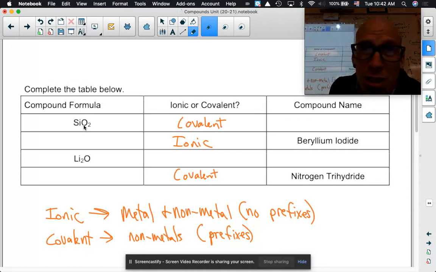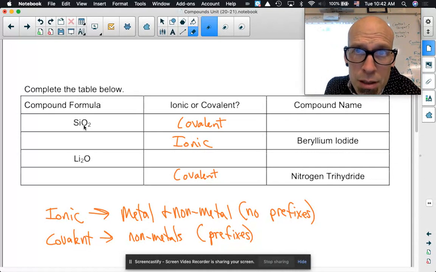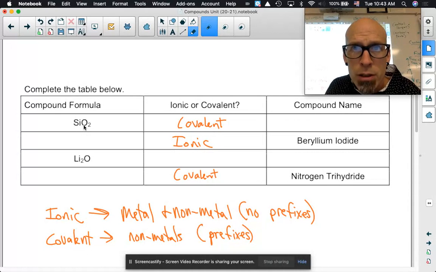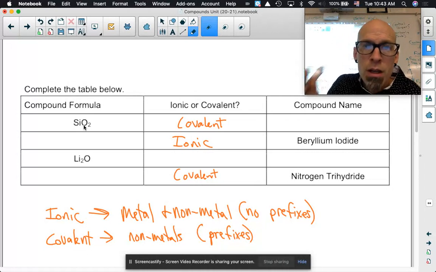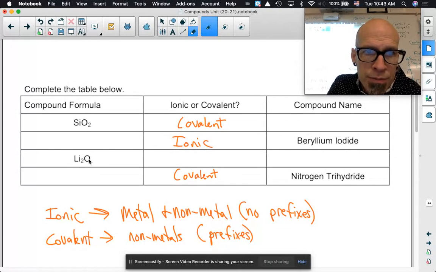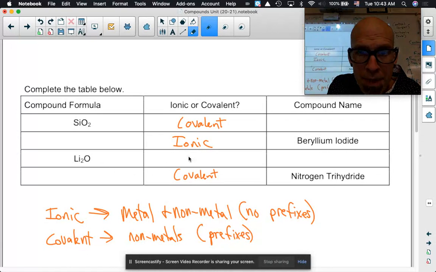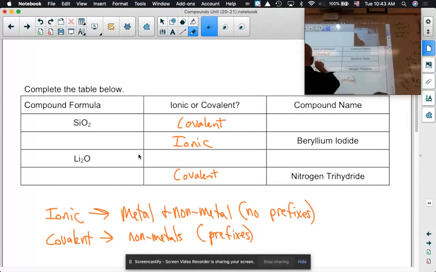Now, I will say, folks, there are exceptions. Okay, there are exceptions, but we're talking in generalities here. So in general, if there's a metal, ionic. No metal, covalent. Last one: lithium and oxygen. Lithium is an alkali metal, family 1, group 1 in the table. That's a metal. Bonded to oxygen, a nonmetal. So a metal and a nonmetal, that is ionic.